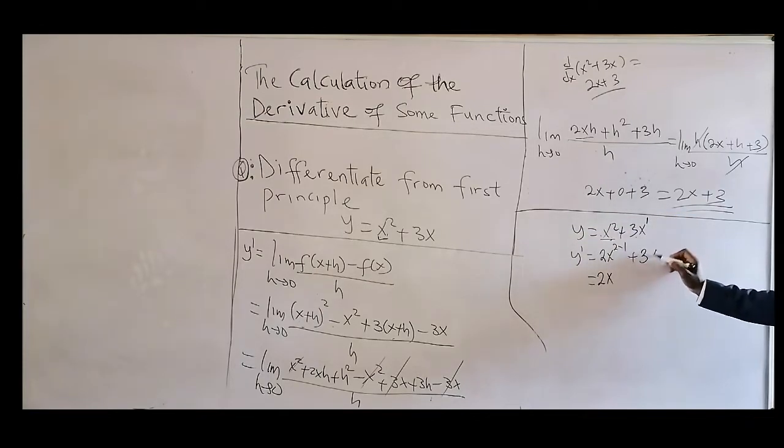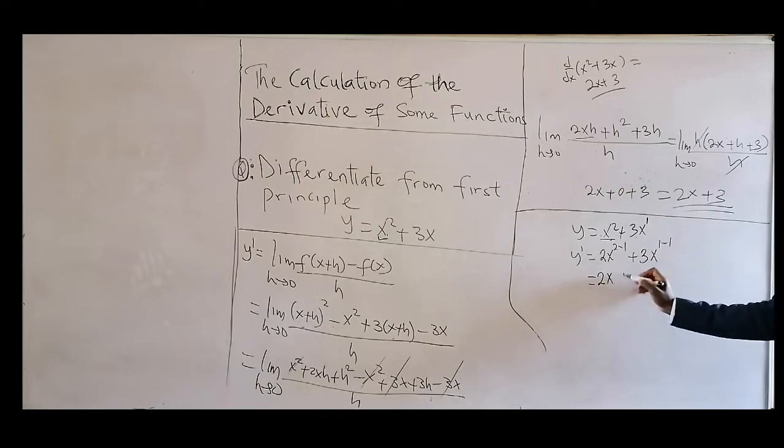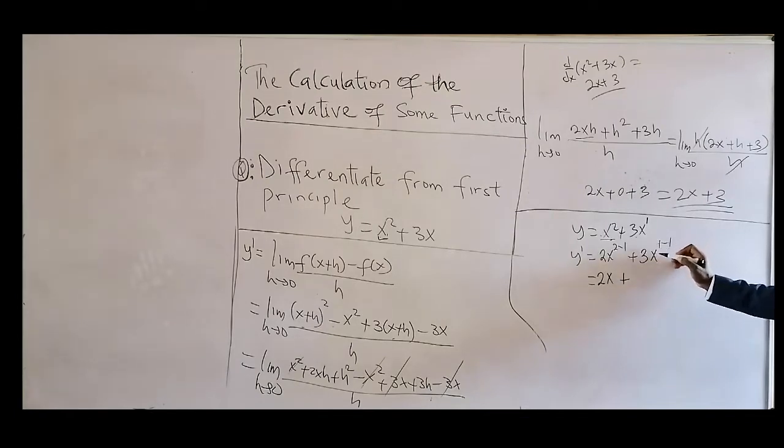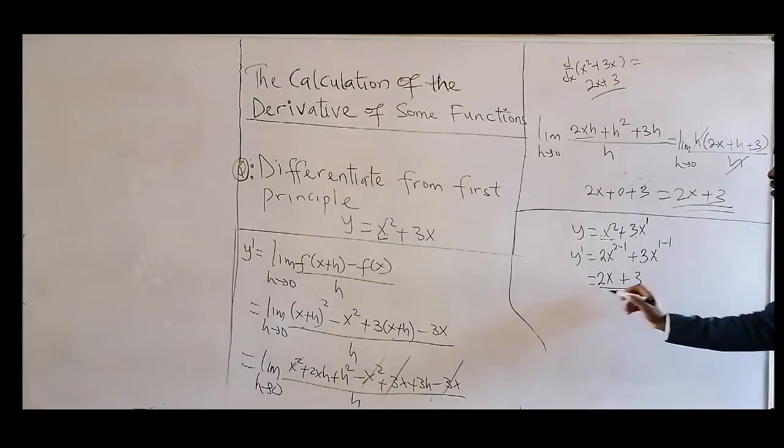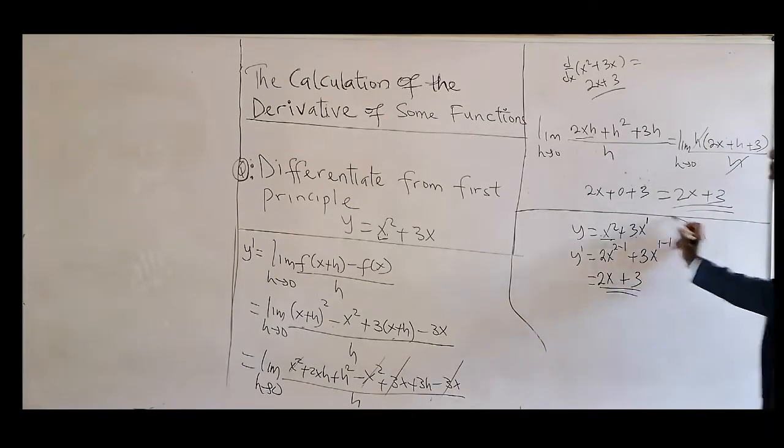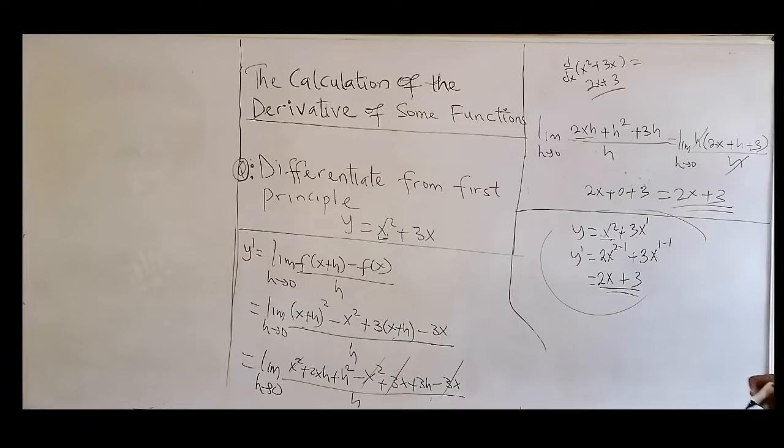That's 3. Then you have 1 minus 1. And that's what? 1 minus 1 is 0. N to the power 0 is 1. So that's 3 times 1. That's 3. So that's that on this. Actually, this general formula is faster than the first principle.